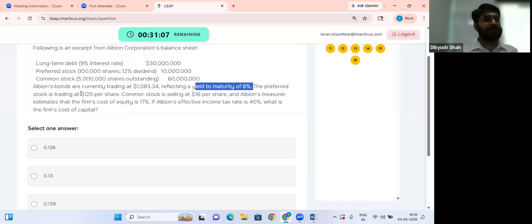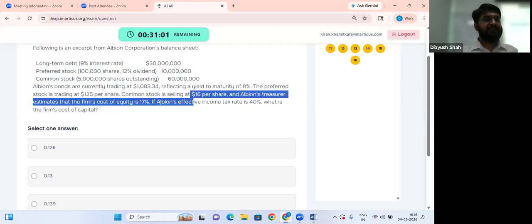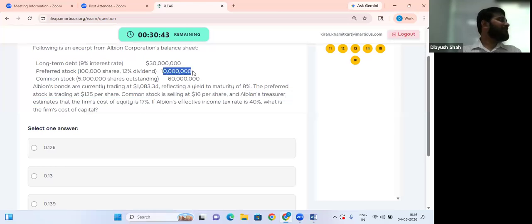Preferred stock is trading at 125. Common stock is selling at 16 per share. And treasurer estimates they have given you. Cost of equity is how much? 17%. So I only need to calculate cost of preference. So see, dividend will be how much? Per share, par value is 100. How do I calculate that? See, 1 crore, 10 million is the total par value and number of shares, 1 lakh. So par value, 1 crore divided by 1 lakh.